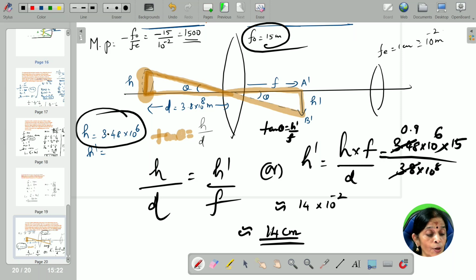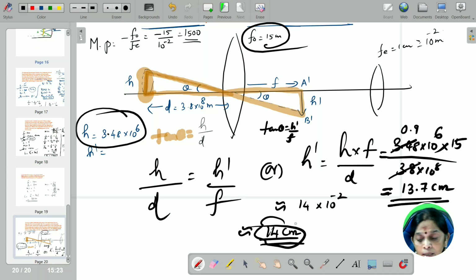Suppose if I want absolutely, let me just find out, 15 into 3.48. So that will be 52.2 divided by 3.8. That will be 13.7 I am getting. So that is absolutely equal to 13.7 centimeter. So therefore I am taking 14 centimeter, or if you want you can write it as 13.67 centimeter itself is the answer.